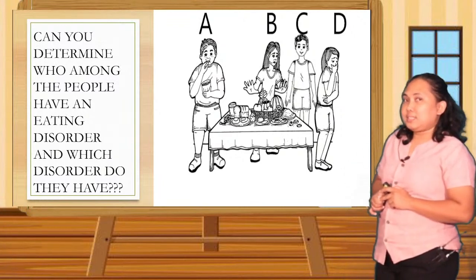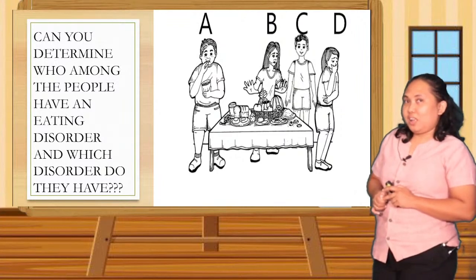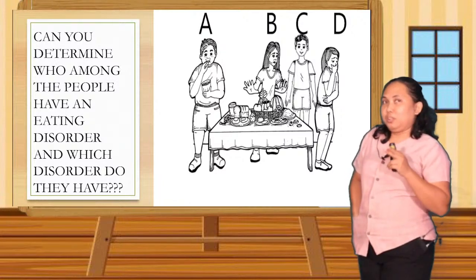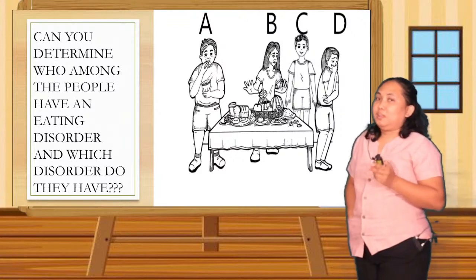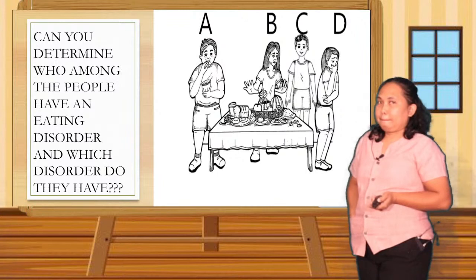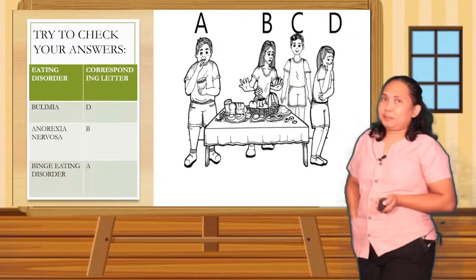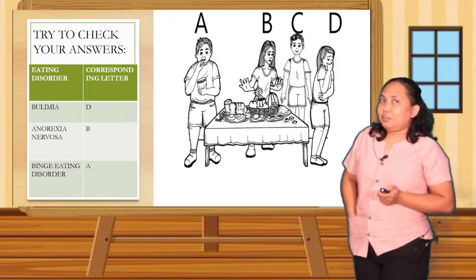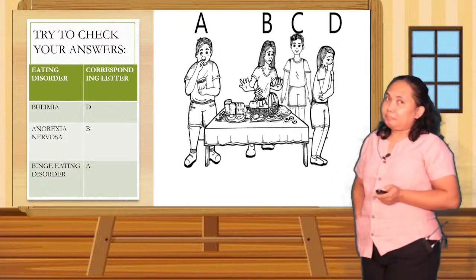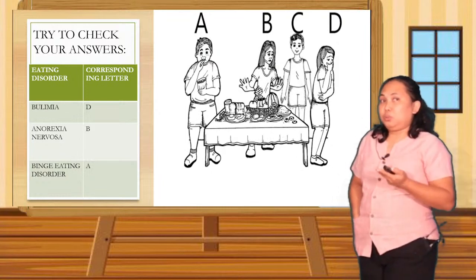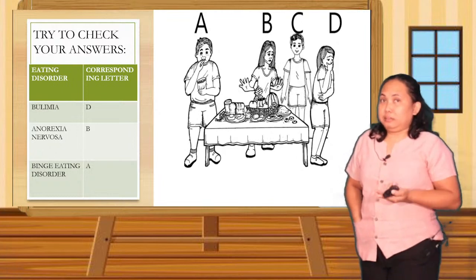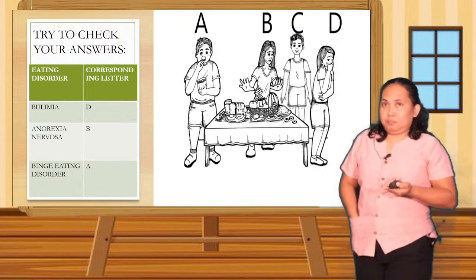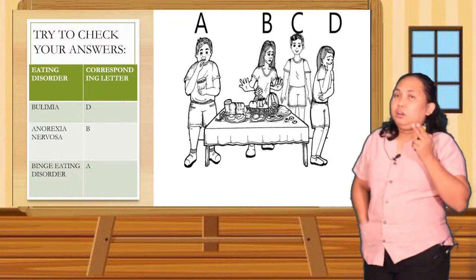I'm giving you 3 seconds to write your answers and choose whether the person with letter A, B, C, or D suits the disorder. Okay, let's check. In bulimia, the correct answer is letter D. Why? Because, as you can see, she wanted to vomit. She is nauseated. The characteristic of bulimia is that she tends to eat a lot, but then throws it up. So the correct answer for bulimia is letter D.